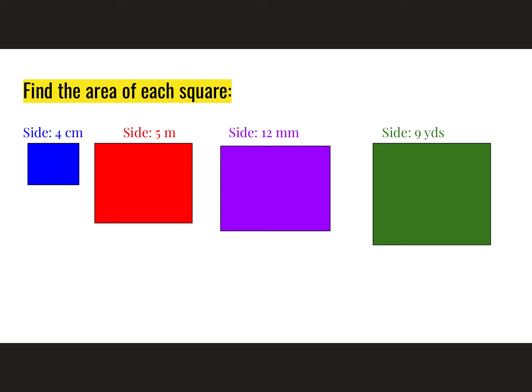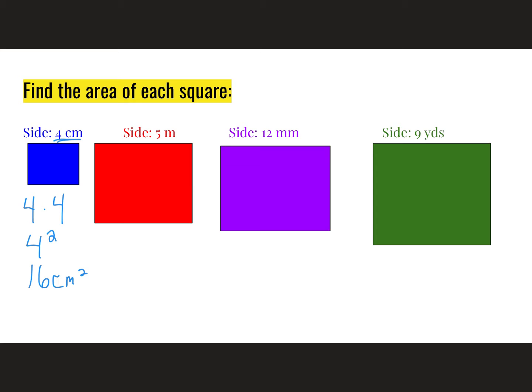So let's talk about how we find the area of a square. This blue square right here, and I'm going to do this work in blue to make it easy, has a side length of 4 centimeters. So to find the area, we do 4 times 4, which we could also write as 4 squared, which tells us the area of this square is 16 square centimeters.